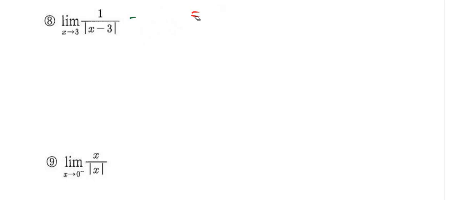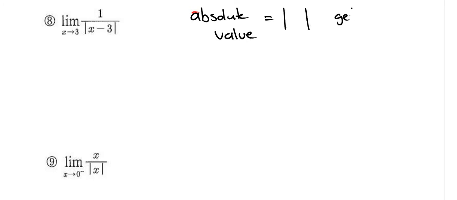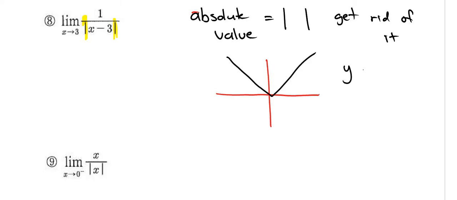Okay, so when you have an absolute value, these absolute value limit problems, the main strategy is you need to get rid of the absolute value signs. So these things I'm highlighting here, I'll try to highlight those in yellow. These yellow things, you need to get rid of them so that you can actually evaluate the problem. Now, in order to get rid of the absolute value signs, you have to think about the absolute value function here. So here it is.